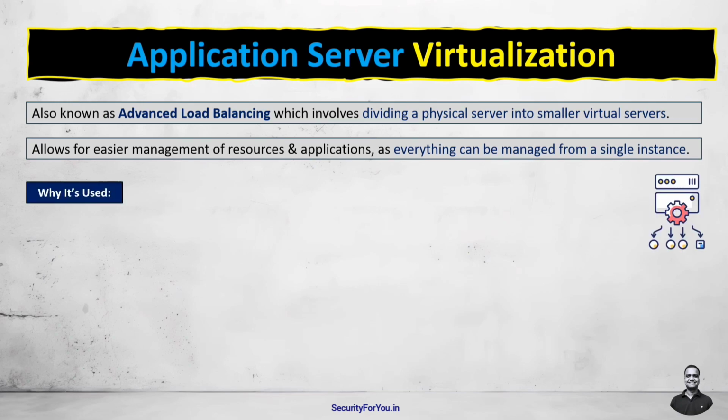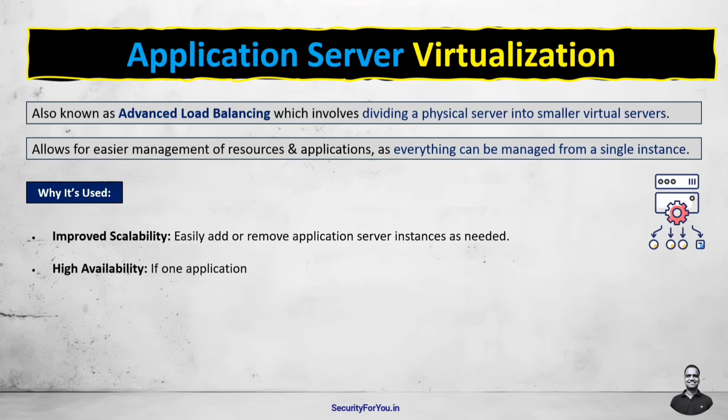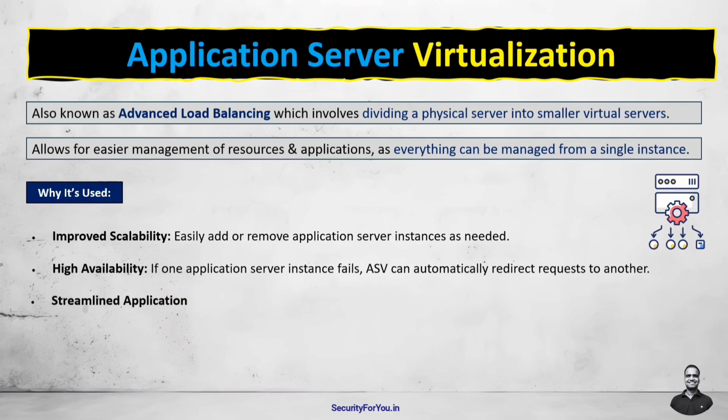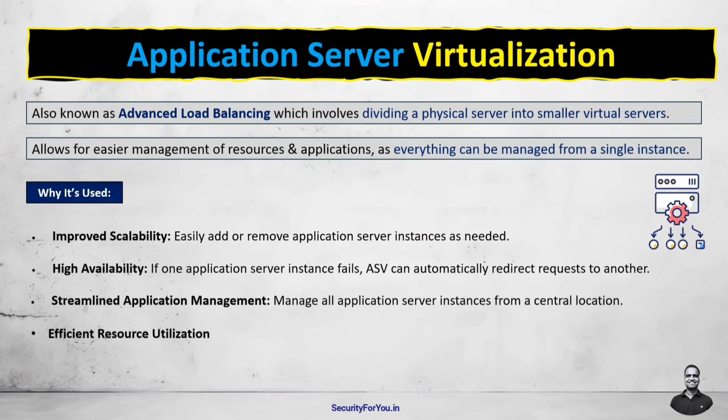Why application server virtualization is used? It provides improved scalability, easily add or remove application server instances as needed to handle fluctuating application traffic, enhanced high availability. If one application server instance fails, it can automatically redirect requests to another instance, minimizing downtime. Streamlined application management helps in managing all application server instances from a central location. Efficient resource utilization. Distribute application workload across multiple instances, preventing resource overload on any single server.